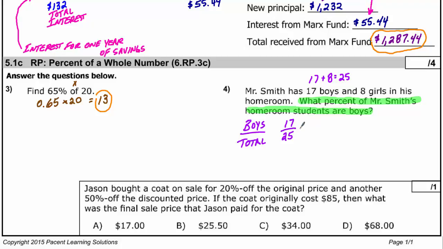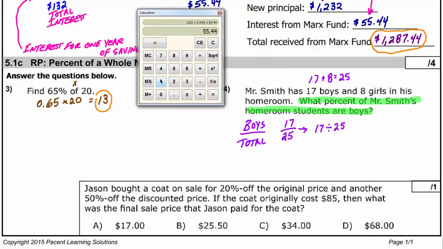So 17 over 25, that shows division. So whenever we see a fraction like that, this is what's happening. 17 divided by 25 is 0.68. And the question was what percent, so that has to be changed into a percent. 0.68 is the same as 68%.